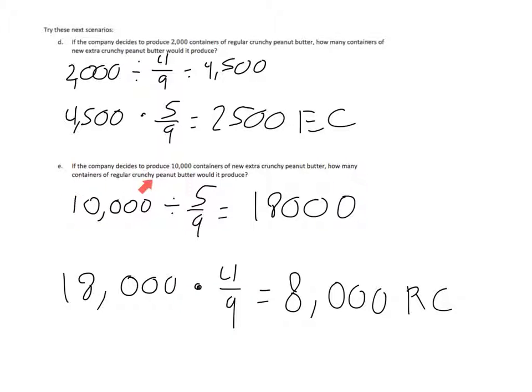For E, we're going to do the same thing. This time we have 10,000 extra crunchy. So we're going to do 10,000 divided by 5/9 to get our 18,000 total packages. And then multiply that by the 4/9 to see how many regular crunchy we have. So 4/9 times 18,000 was 8,000 regular crunchy.